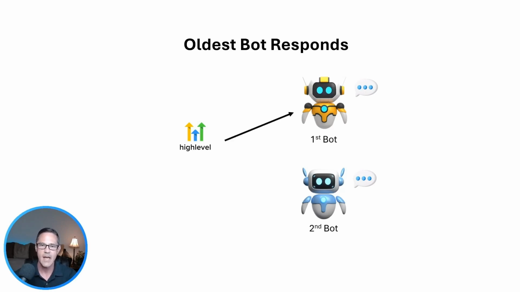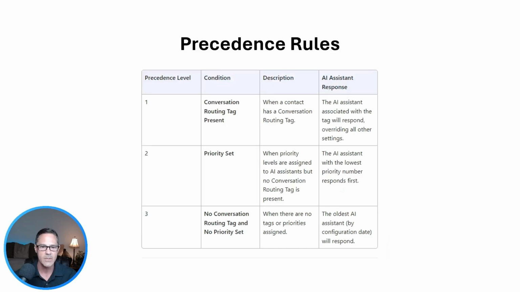I created this table that is within the help documents. As you can see, the routing tags have the highest precedent. In the event those don't exist, the priority is next. In the event that there are no conversation routing tags and the priority is not set, the oldest bot will respond.